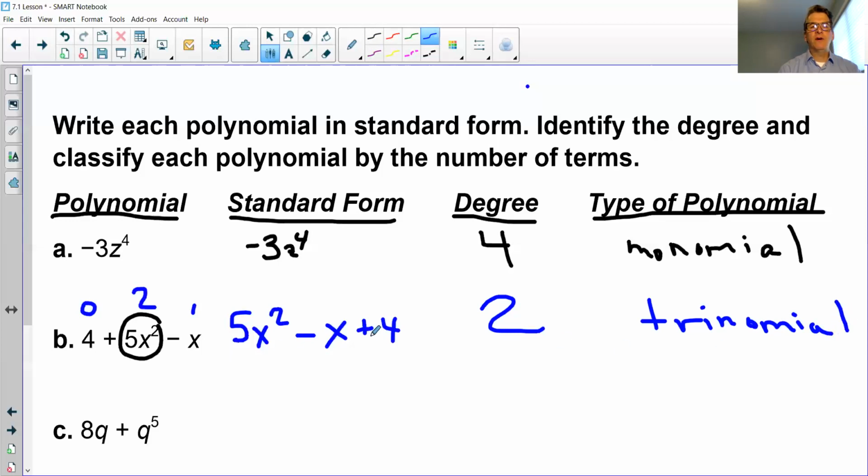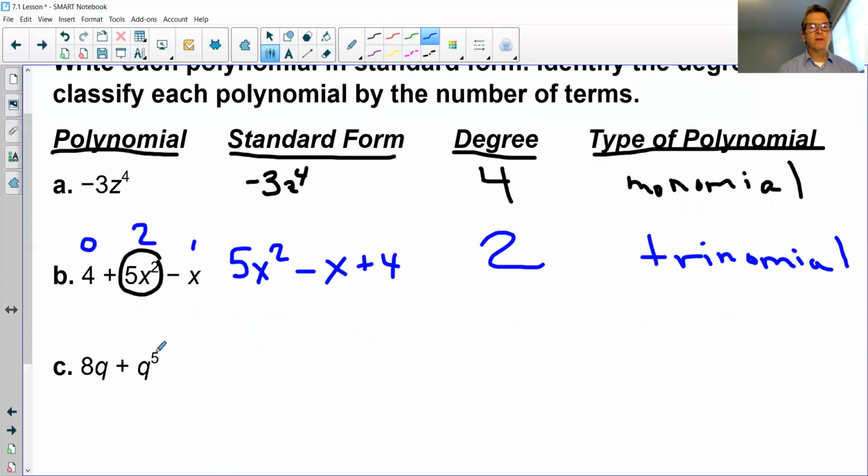It's got 3 terms, and that type of polynomial would be called a trinomial. Now, letter C. 8q plus q to the 5th. Now in standard form, this q to the 5th has a degree of 5.